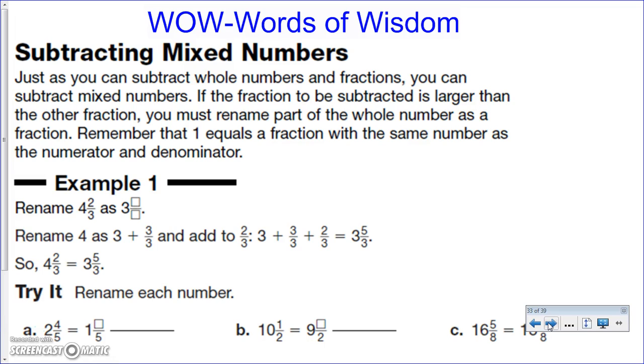So in example 1, they want us to rename 4 and 2/3 as 3 and a fraction here. So we're going to rename 4 as 3 and 3/3 because 3 over 3 equals 1. So that's why the 4 becomes 3 and 3/3. Then we add the 2/3 from the original mixed number. So we get 3 plus 3/3 plus 2/3. So we get 3 and 5/3. To do some of the subtracting, you are going to need improper fractions. So 4 and 2/3 also equals 3 and 5/3.